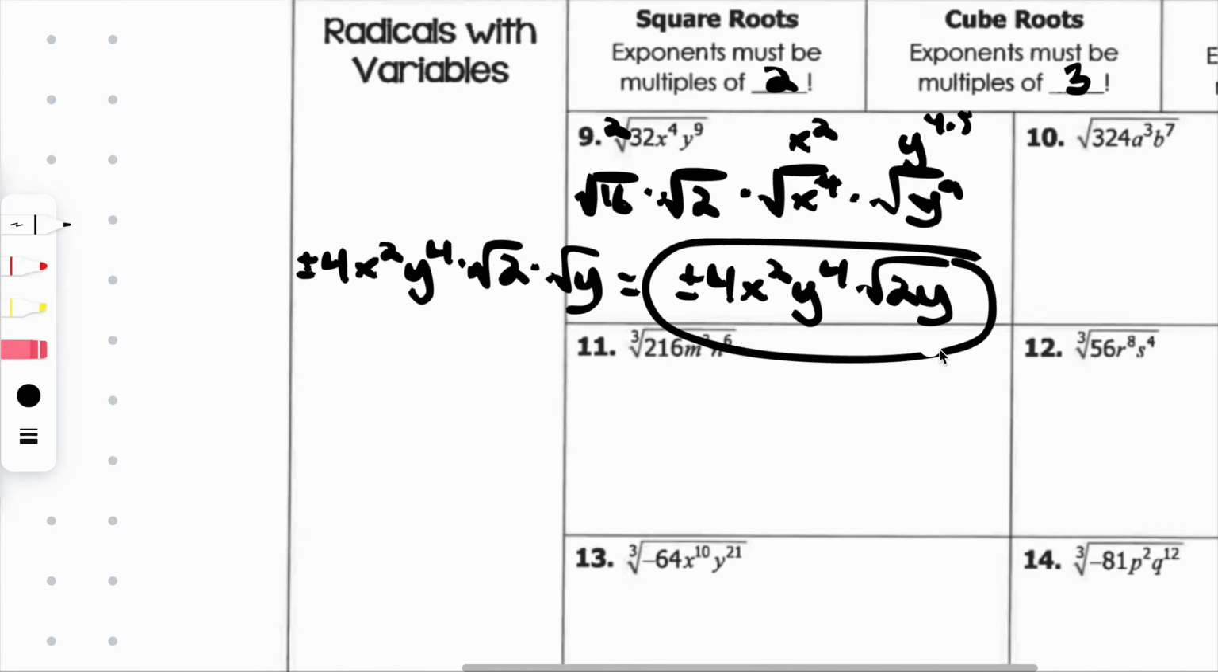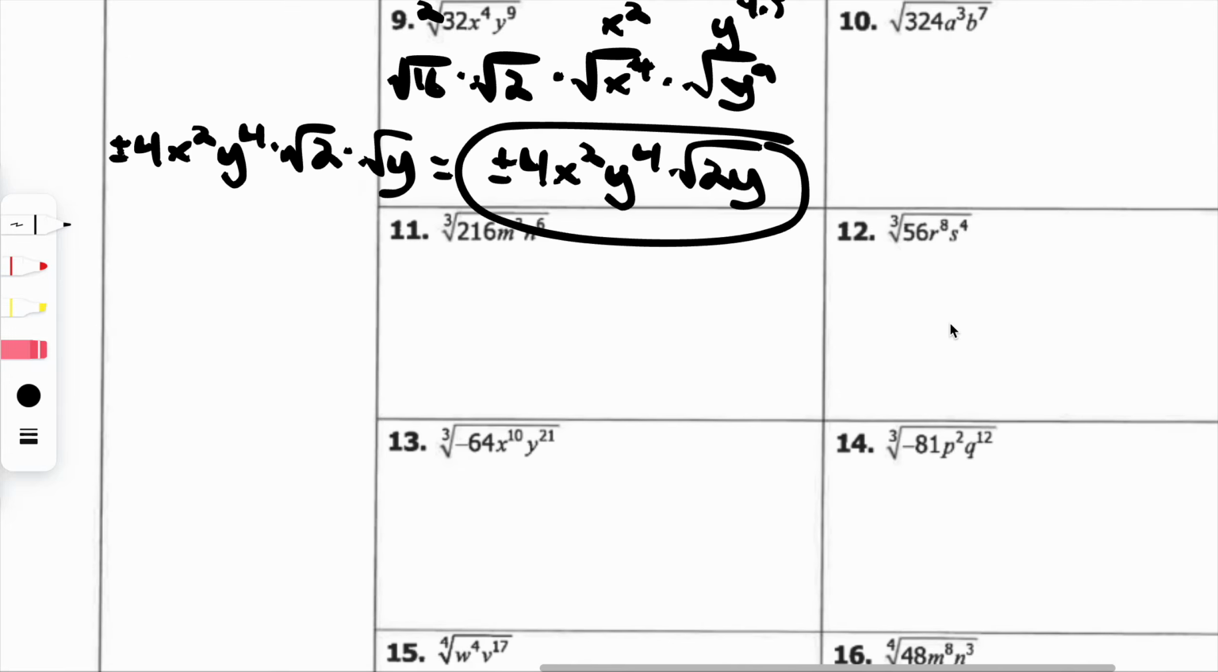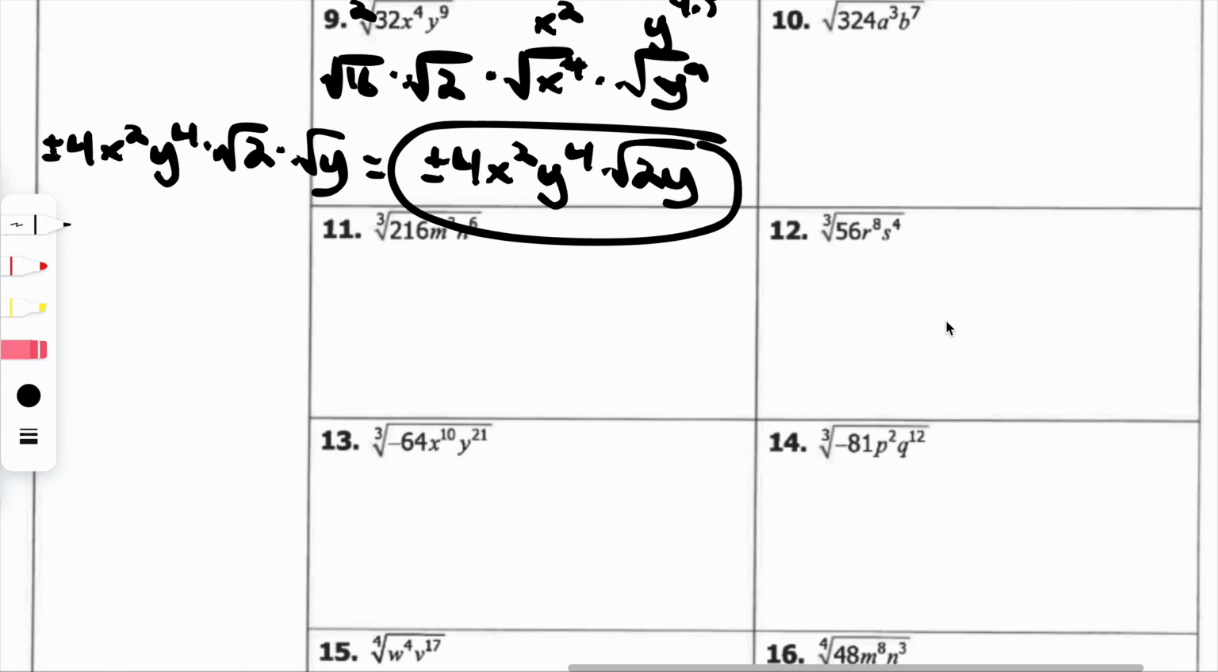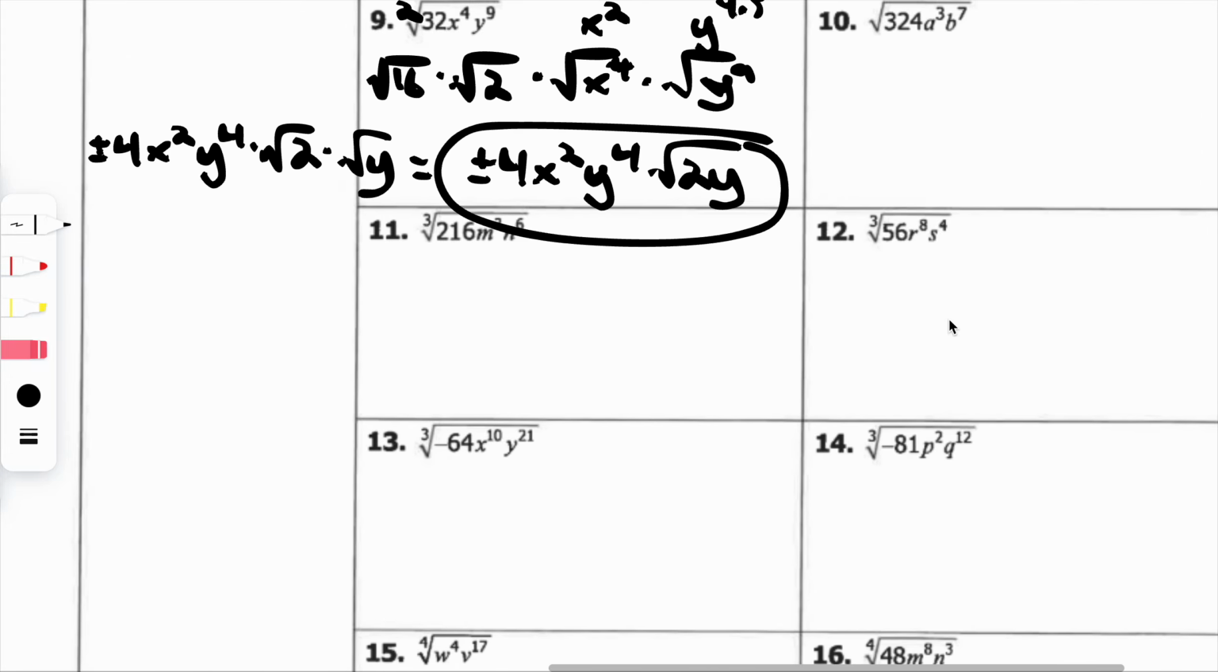So how about this? Let's try to implement that now into a question like this.